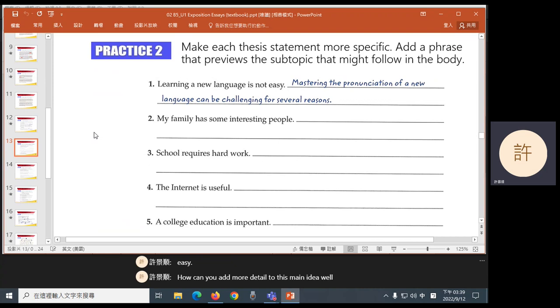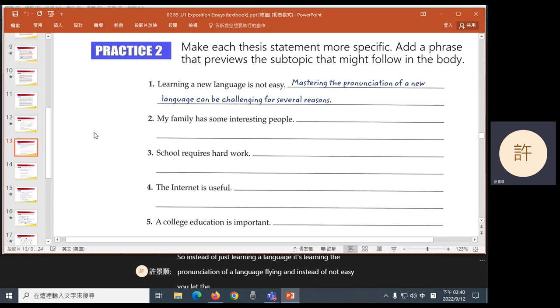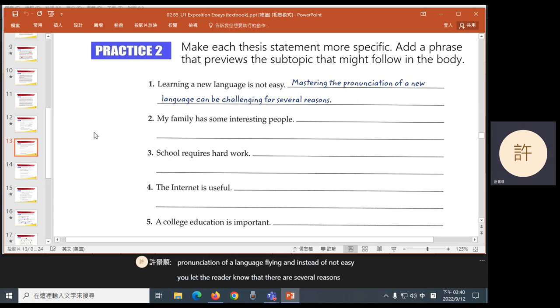Well, when you say learning, what kind of learning? And when you say not easy, why not? And so the example answer is mastering the pronunciation of a new language can be challenging for several reasons. So instead of just learning a language, it's learning the pronunciation of a language. And instead of not easy, you let the reader know that there are several reasons why it's not easy. And so the rest of your essay will be explaining each of those reasons.